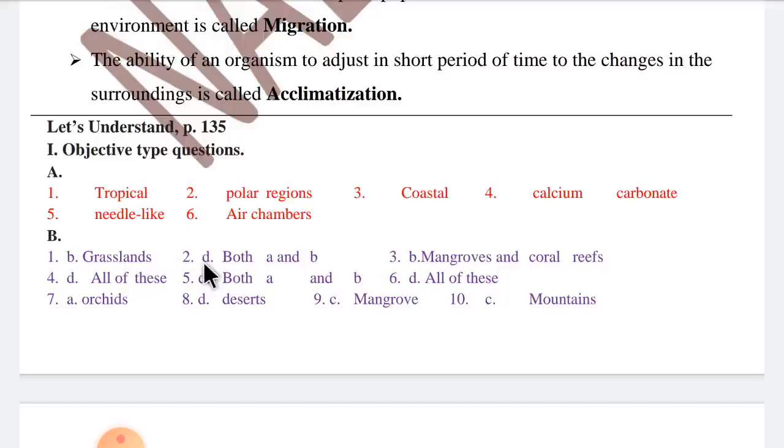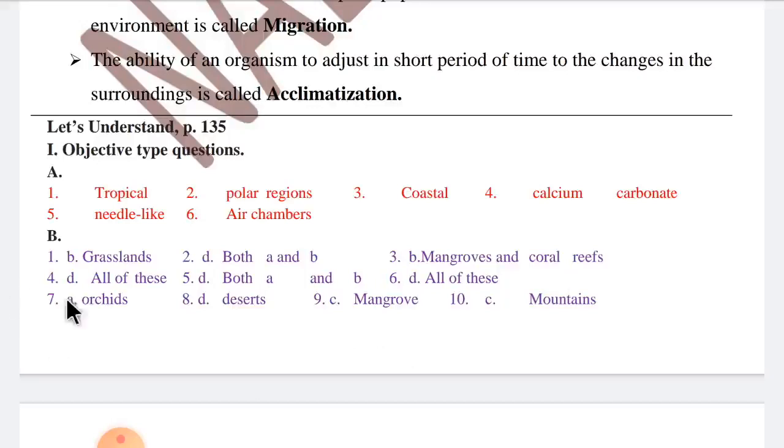Second is: which of these are aquatic habitats? The correct answer is D, both A and B, means freshwater, marine and coastal also. Let's see the third one: which of these are found in coastal habitats? So the correct answer is B, mangroves and coral reefs. Mangroves and coral reefs.